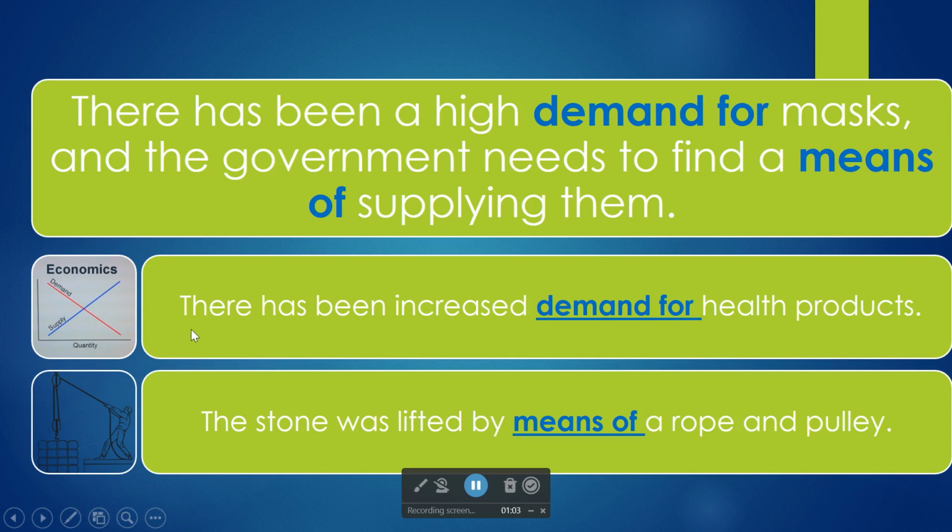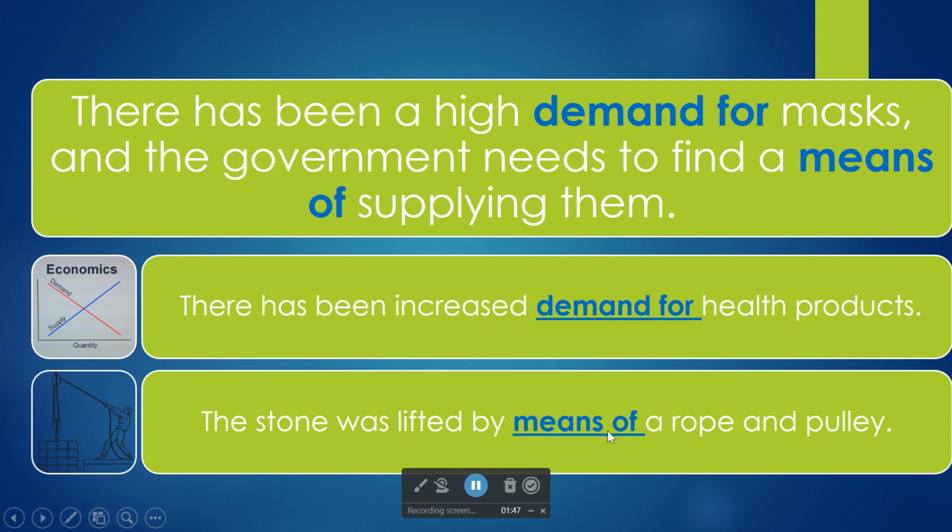First one is the demand for. So demand for means ask for. So you are asking for something. As you can see in this picture, the figure, in economics there is a demand and there's a supply. So people, consumers, demand something and the companies supply the goods, right? So there has been increased demand for health products. So a lot of people want lots of health products because a lot of people are interested in well-being nowadays. So increased means that we are asking more and more, increasing the demand.